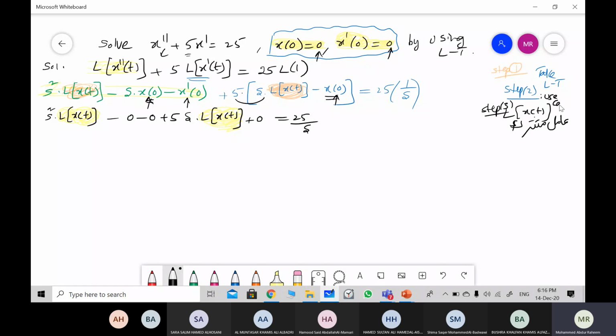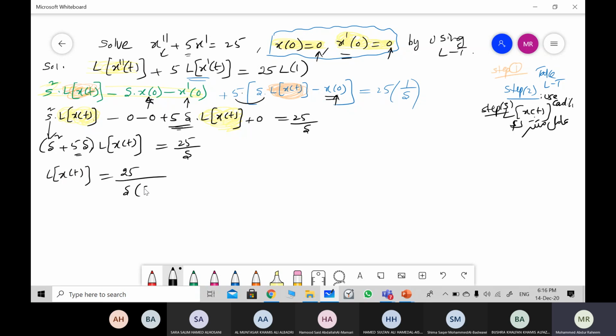Step 2, use condition. I mean this. So L of x(t), if you take common, s square plus how much here? 5s, bracket L of x(t). Just 2 times, 1 time, here s square, here 5s. This have 25 over s. So L of x(t) how much? 25 over s square plus 5s. This will go here.